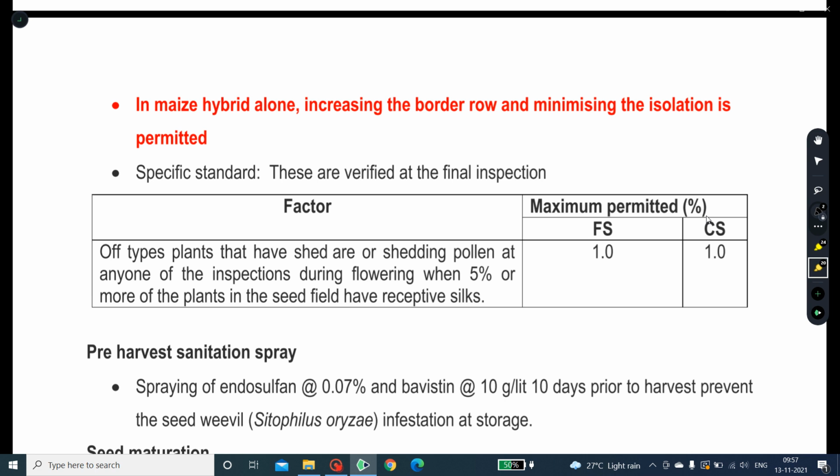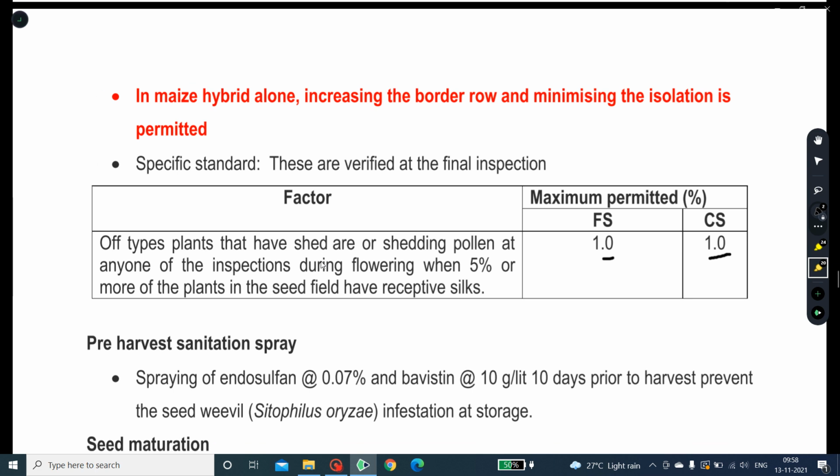Let us see that in maize hybrid seed production clearly. The specific standard is that the off types permitted for foundation seed is 1, and in case of certified seed is also 1. Off type plants are those that have shed or are shedding pollen at any one of the inspections during flowering, when 5% or more of plants in seed fields have receptive silk.